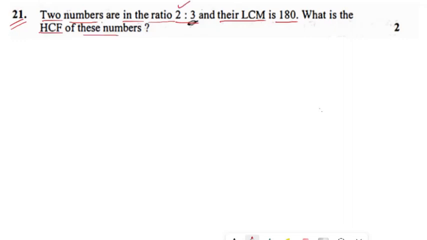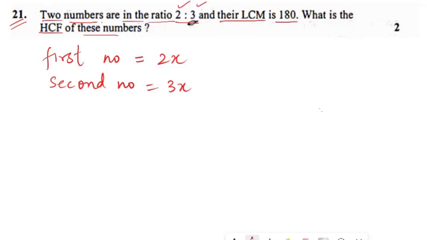So whenever we are given the ratio, जब ratio दिया है तो we'll take, this is first number 2x and this is second number 3x. जब भी इस तरह का रेशियो दिया है, you have to take the first number 2x and second number is 3x. You can also write LCM is 180, and HCF we have to find.